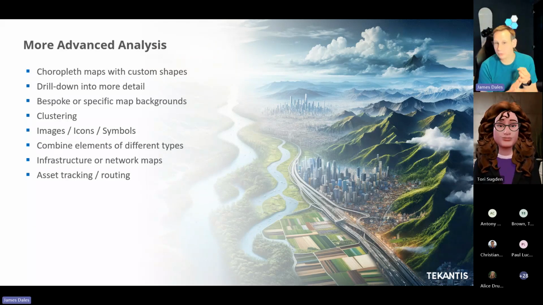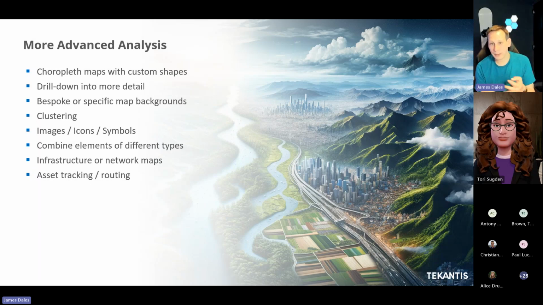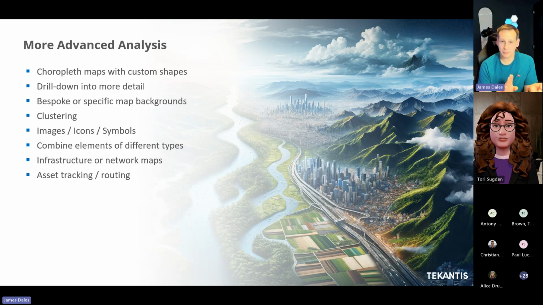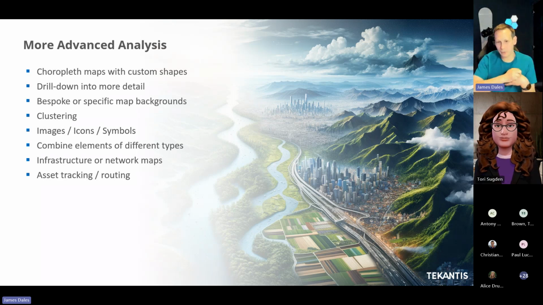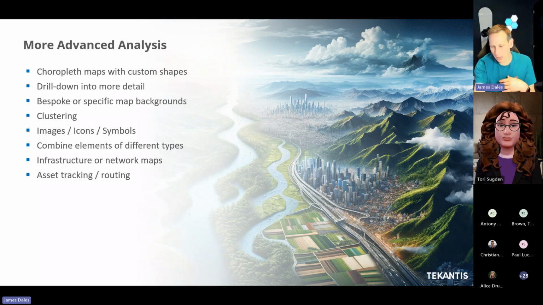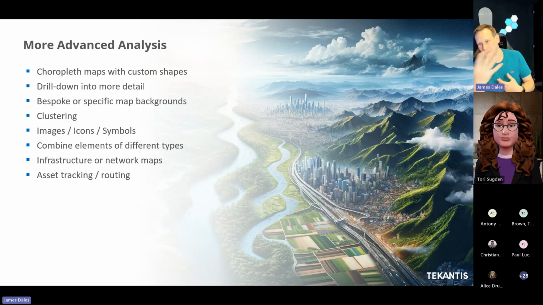And perhaps we want to cluster our data in other ways. Perhaps we might want to use Uber's H3 hexagons. Perhaps we just want to put some images, icons or symbols on the map. And maybe we want to combine all of the above into a single map so that we're overlaying, I don't know, locations of assets on top of population demographics.